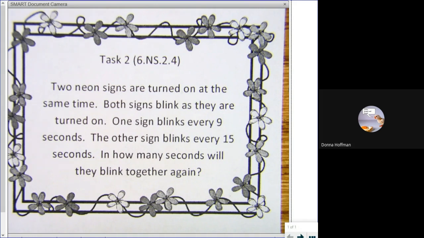Now, this is not a greatest common factor problem. This is an event. They're looking for something to occur. And anytime you're looking for something to occur, it's an event. So therefore, you're going to skip count by 9, skip count by 15, and use the LCM to solve this problem.